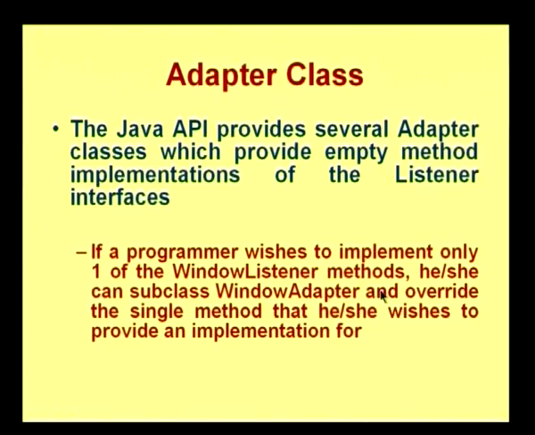So, if a programmer wishes to implement only one of the window listener methods, he or she can subclass the window adapter and override the single method that he or she wishes to provide an implementation for. For example, I have n methods, and I want to code only for windowIconified. In that case I can inherit the adapter class, use its windowIconified method, and override it.